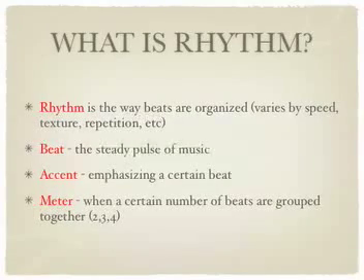And then the last one is meter. And meter is when a certain number of beats are grouped together. And usually these groupings happen in sets of 2, 3, or 4. That's the most typical groupings associated with music. And so throughout this presentation we'll talk about each one of these a little more in depth.